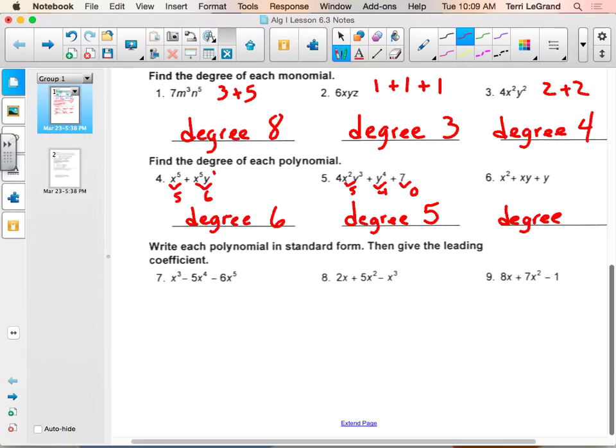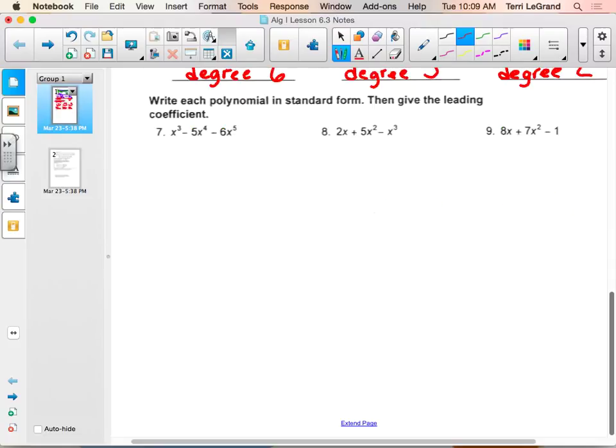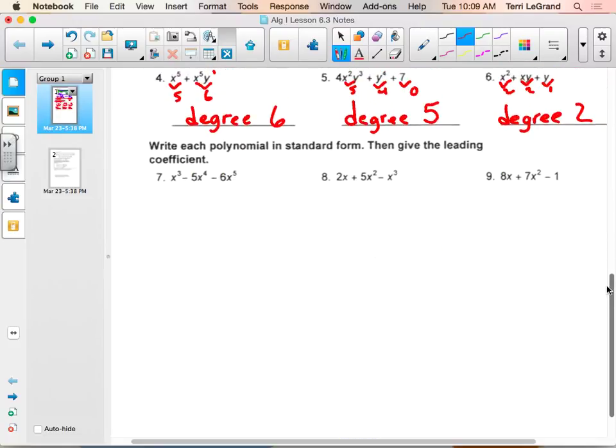How about the last one? What is it? Degree 2. Yeah, it just so happens that 2 of the monomials have a degree 2, so they get to have a tie there. It's a degree 2. Okay. So any questions yet on degree? Seems a little confusing for some of us. Okay, then let's go to standard form then, because we're still going to be working with degree.